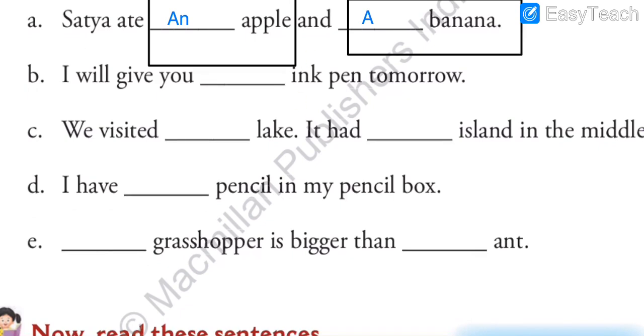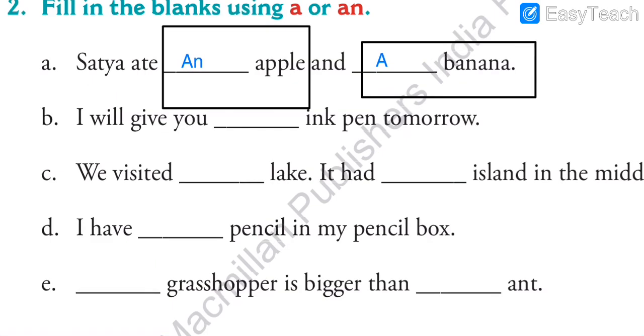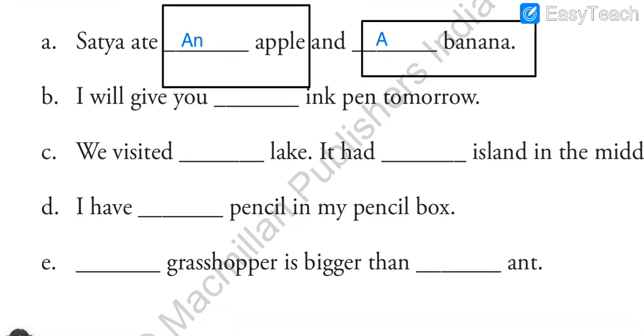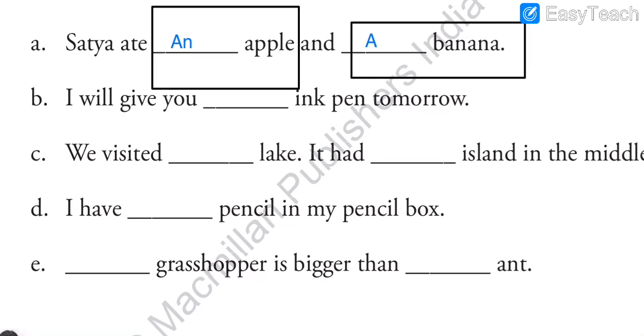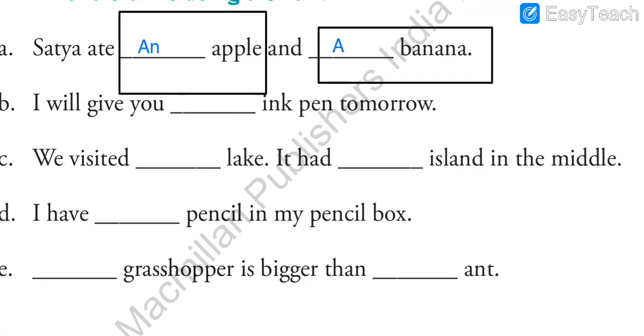So the next sentence, let us not solve in the sequence, right? Let me keep some interesting, confusing kind of blanks for you as I did in the previous exercise. So now, if you look at question C, let me read it for you. We visited dash lake. It had dash island in the middle.